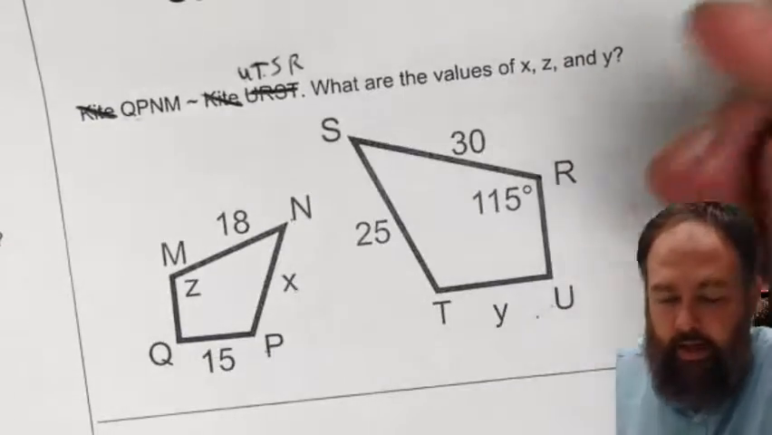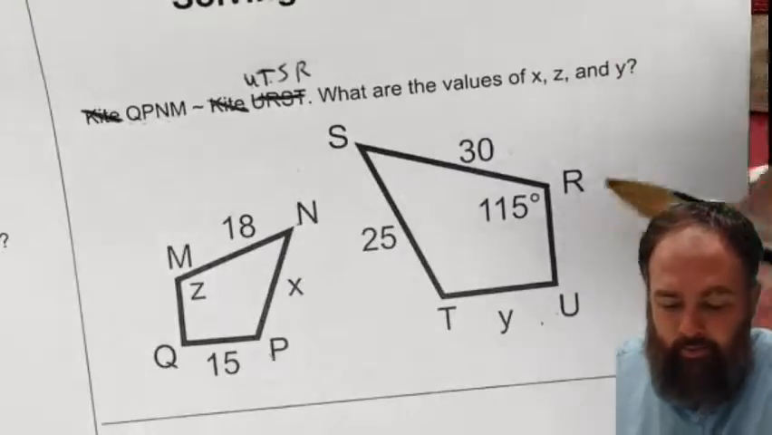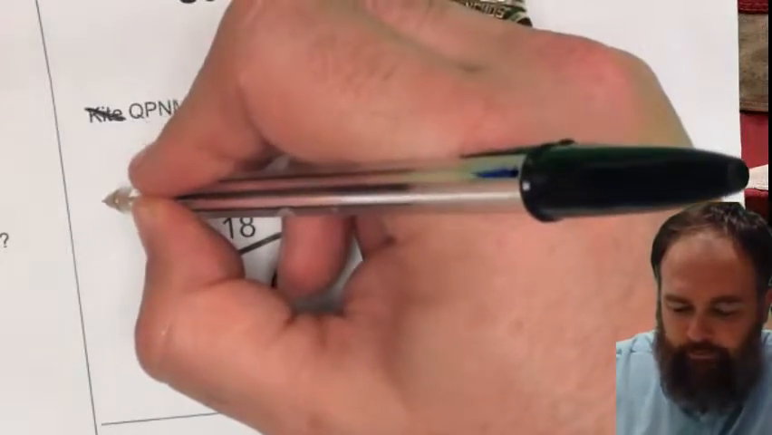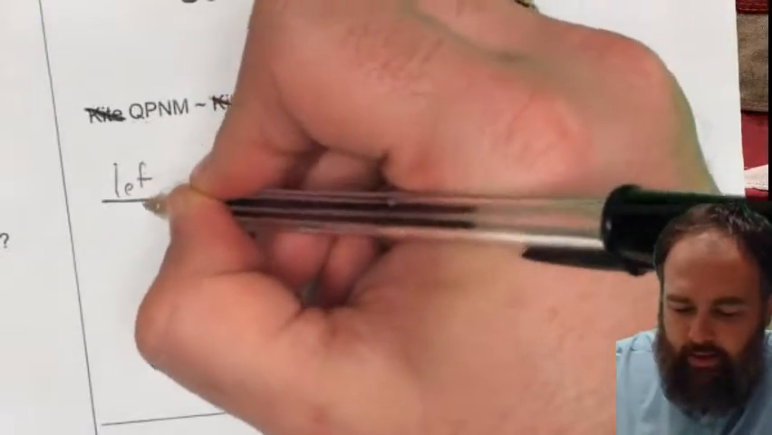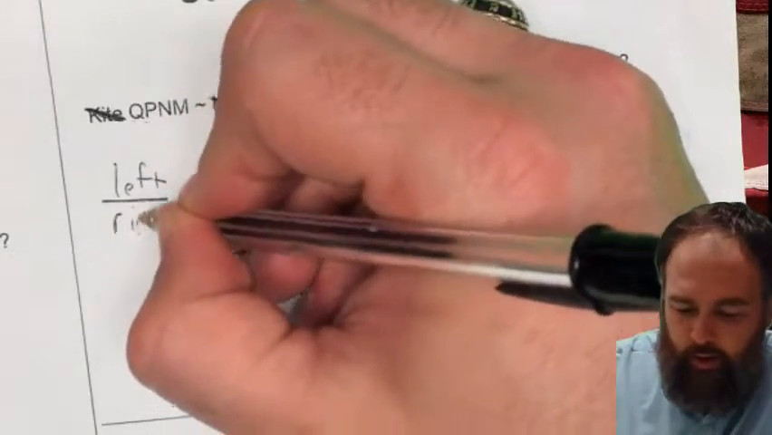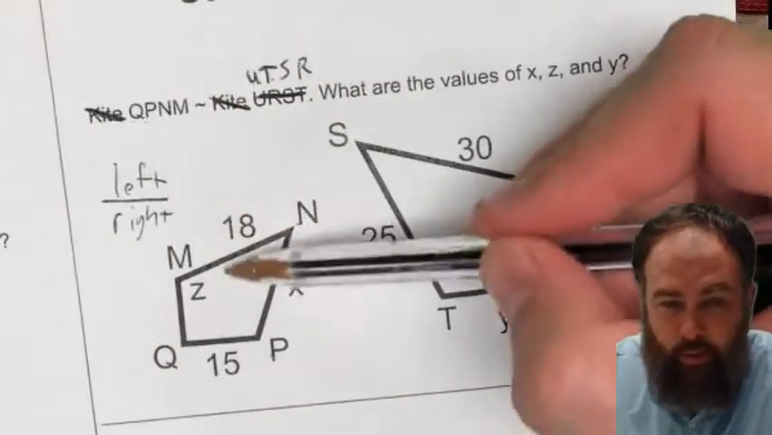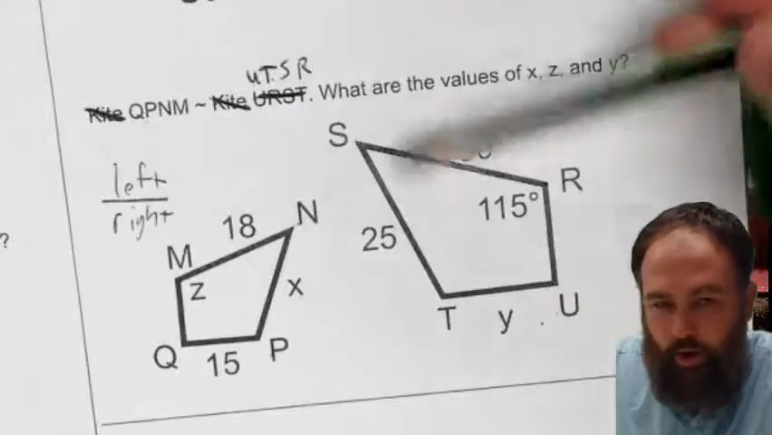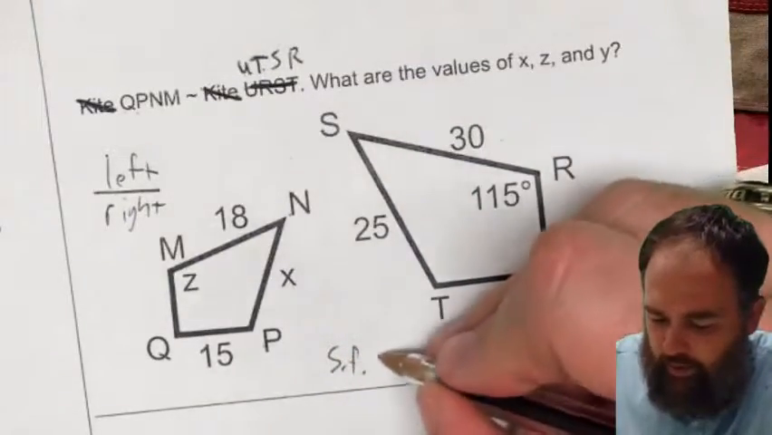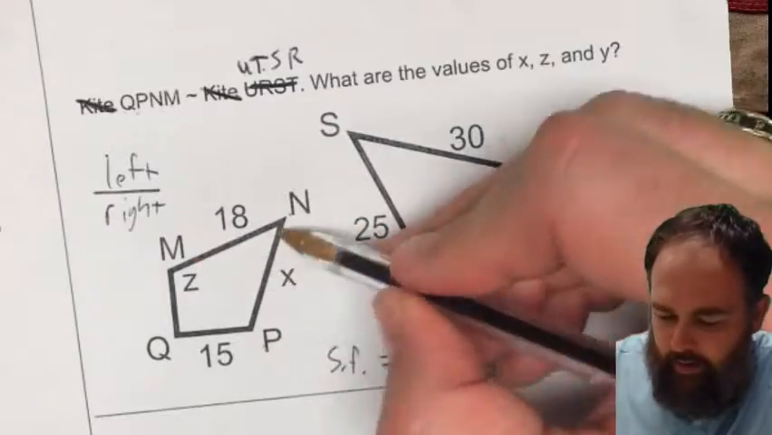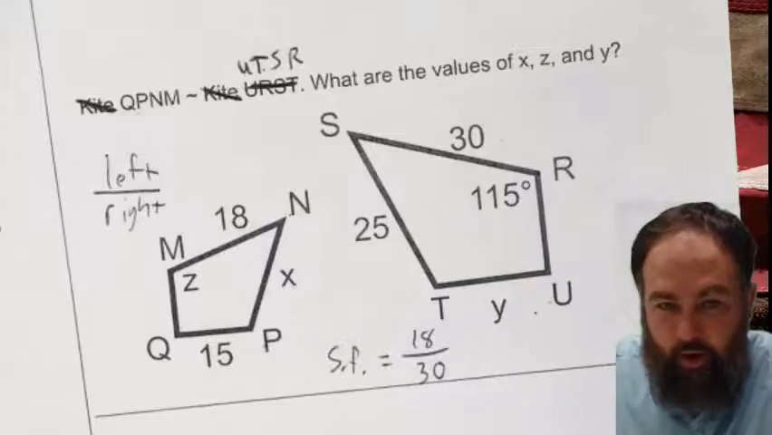Now, I also mentioned that anytime I make these fractions or ratios, I like to give myself a little roadmap of which one's going on top. In this case, I'm always going to be doing left over right. When I say left, I mean the left-hand shape will always be in the numerator and the right-hand shape will always be in the denominator. So finding the scale factor is going to be MN, which is 18, divided by SR, which is 30.